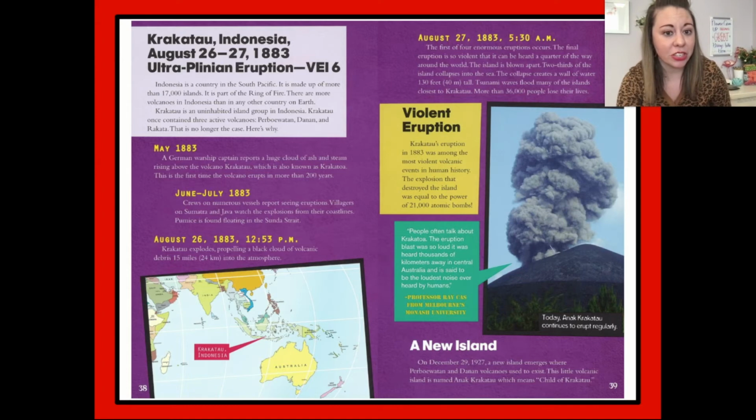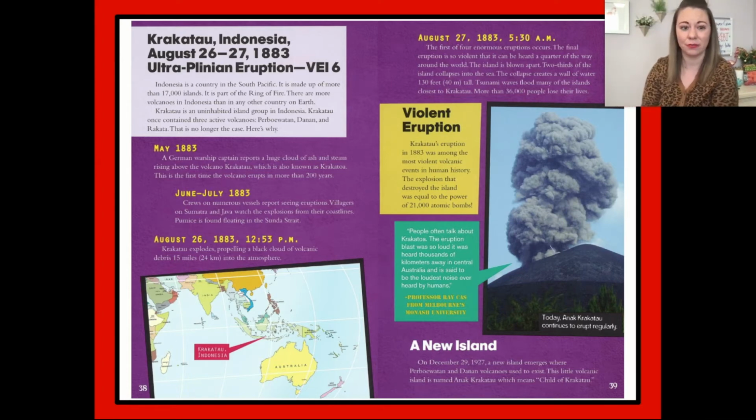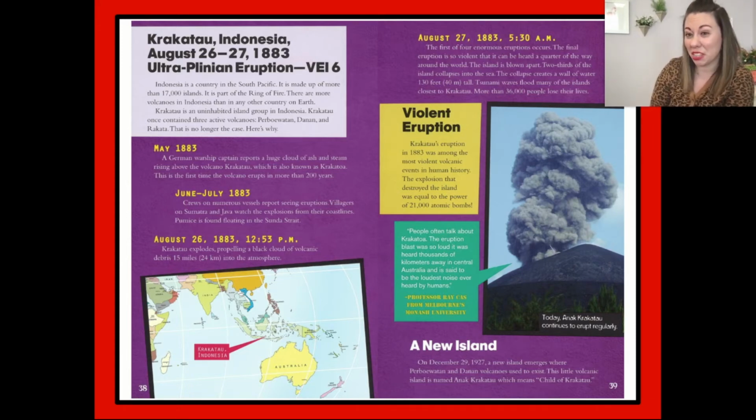This is the first time the volcano erupts in more than 200 years. June to July of 1883. And notice that this is going by months, y'all. So we had May, now we're in June and July. It says crews on numerous vessels report seeing eruptions. Villagers on Sumatra and Java watch the explosions from their coastlines. Pumice is found floating in the Sunda Strait.